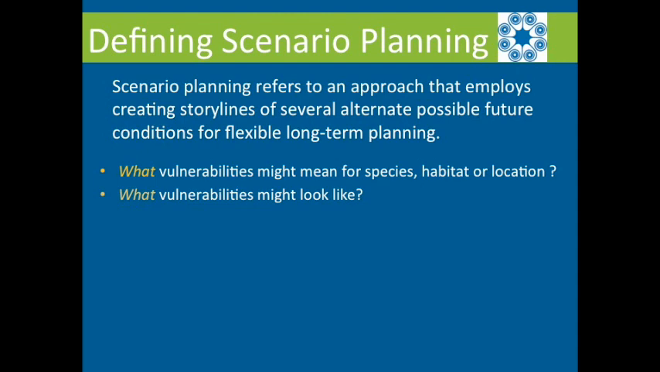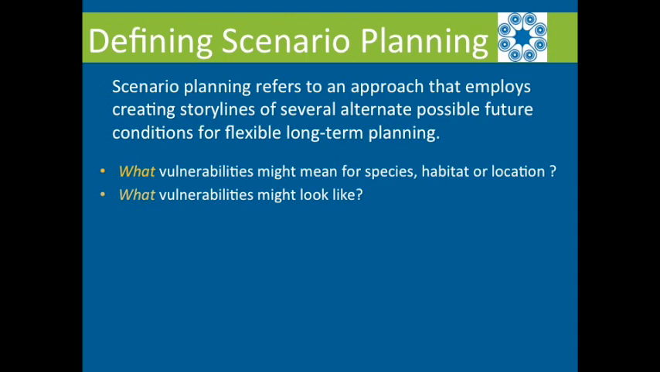Because one of the important things in dealing with climate change is that we're going to need to figure out how to be flexible and adaptive. So it'll help you figure out what vulnerabilities might mean for the species, habitats, and locations we've been talking about, and what vulnerabilities might look like. So what might those manifest into?